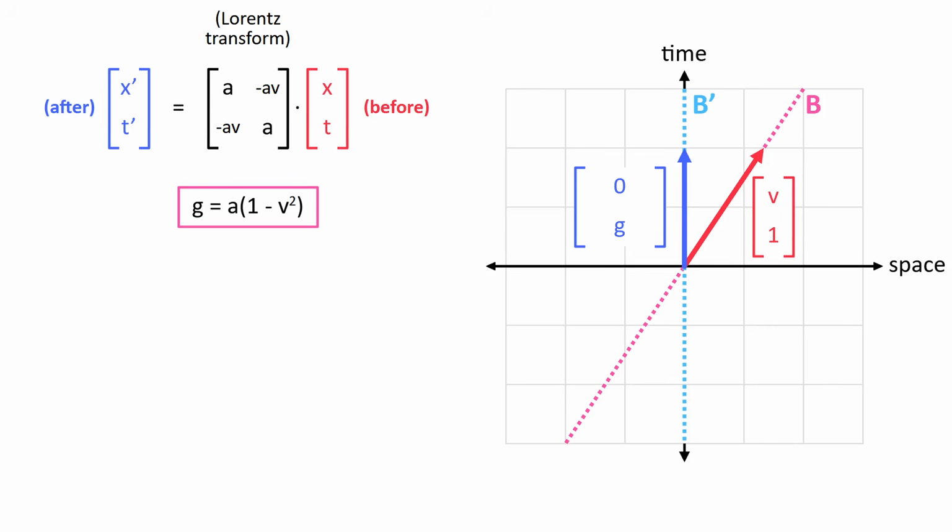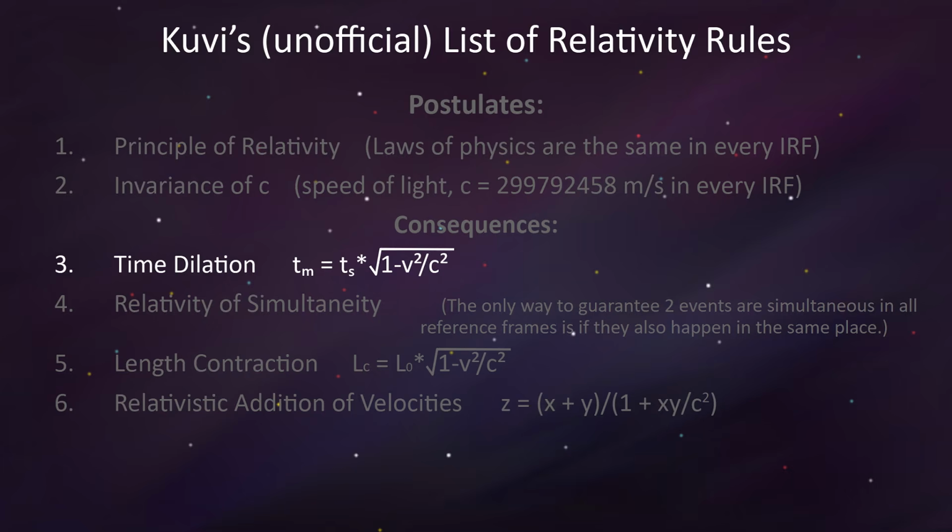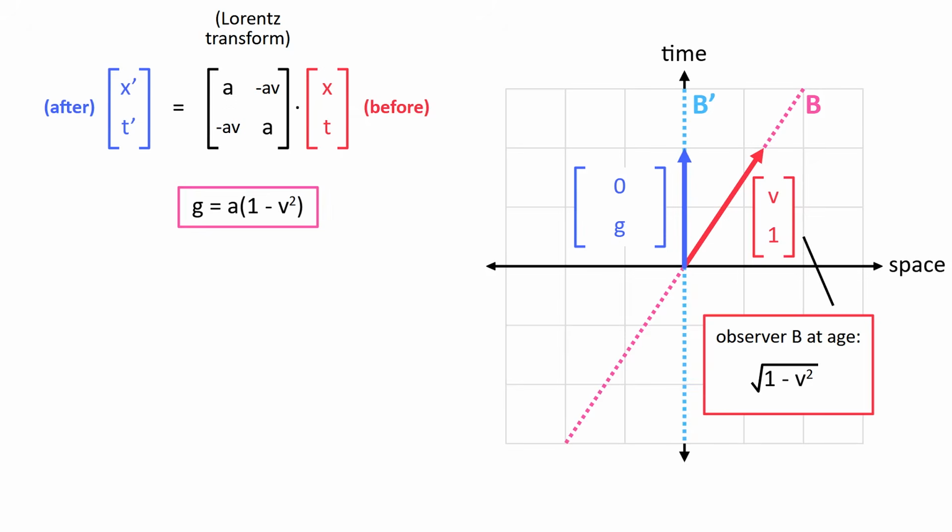Actually, we pretty much do know the value of G. In the original reference frame, observer B is moving, so they undergo time dilation. This means at time t equals 1, they will have aged less than 1 year. How much less depends on velocity. According to the formula, the amount they aged is square root of 1 minus v squared over c squared, and in our units, the c squared disappears. But in observer B's own reference frame, their age will perfectly match with time passed, so this is actually our value for g. Now we just have to solve for a.